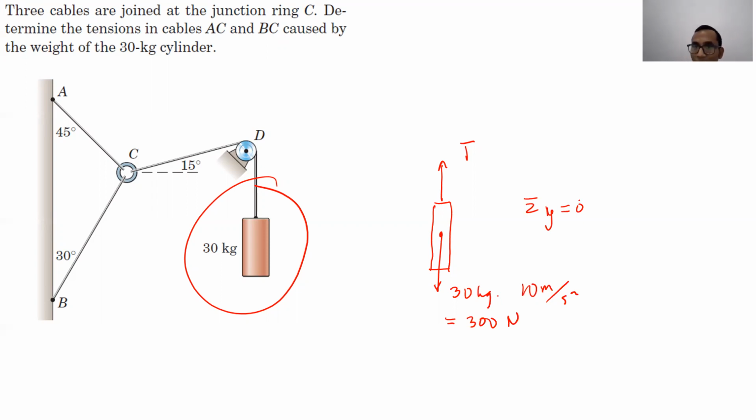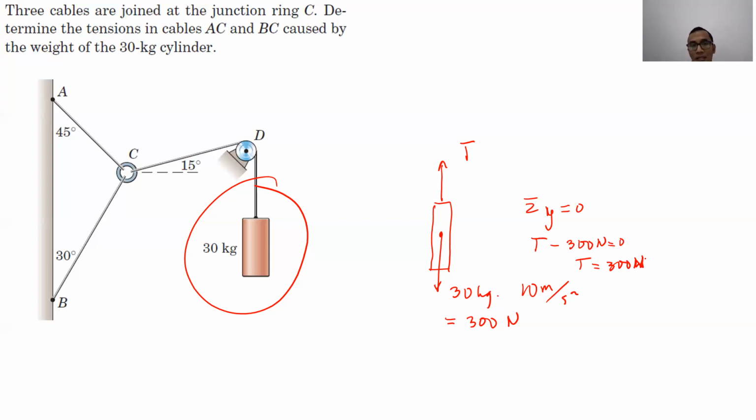Yes, sir. What is the value of T then? It's supposed to be T minus 300 equal to 0, right? 3T minus 300 Newton equal to 0. So T is supposed to be 300 Newton.